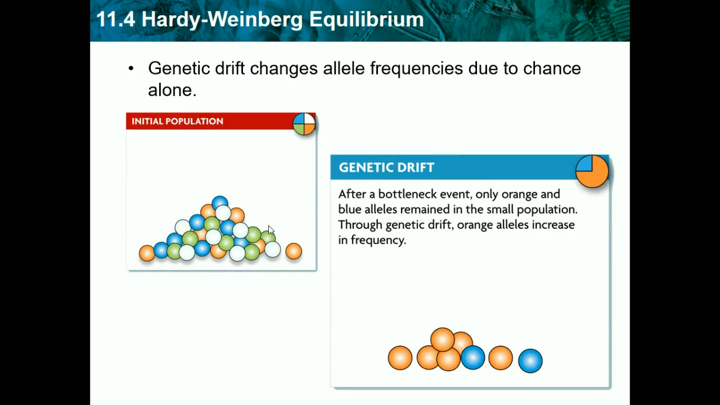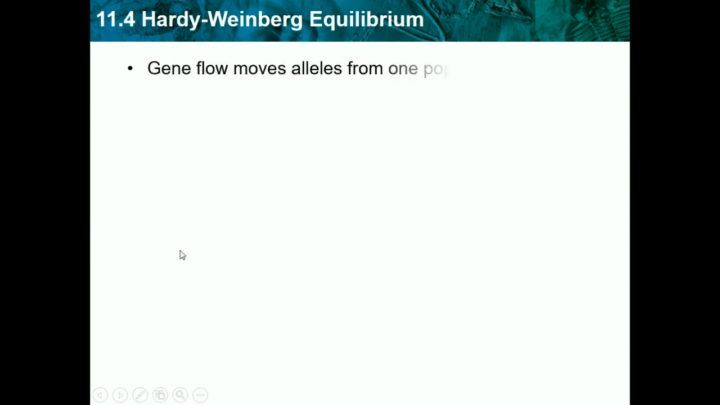Through genetic drift, orange alleles increase in frequency. Since there are more orange alleles in the new population, they're going to increase more as well later. So basically it's saying, by chance, all the white and the green ones died off.